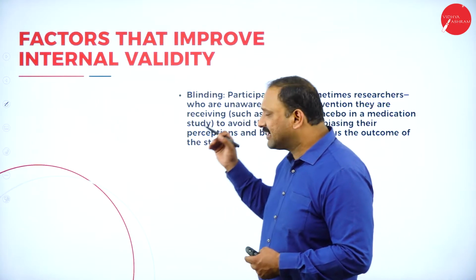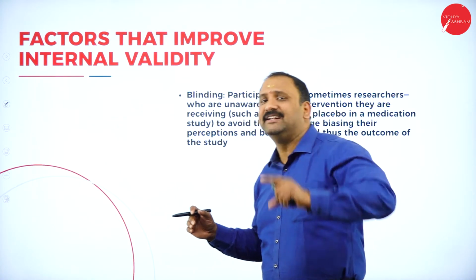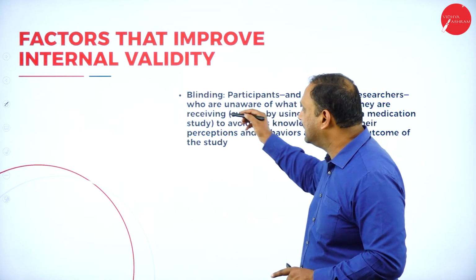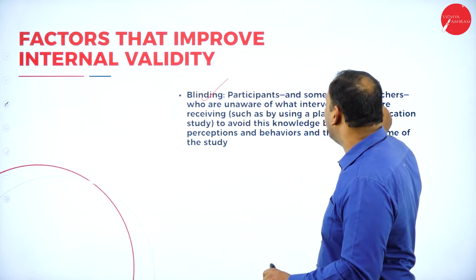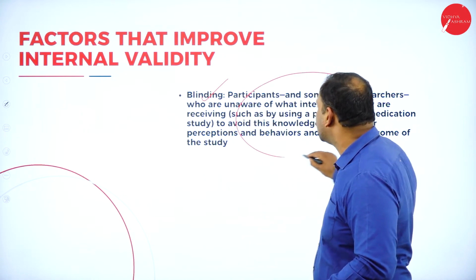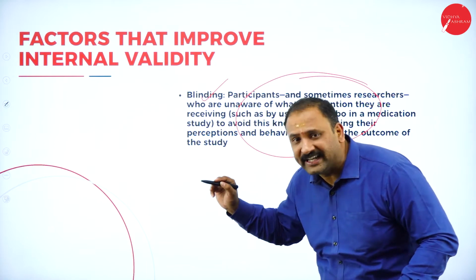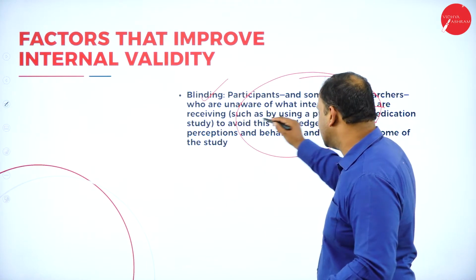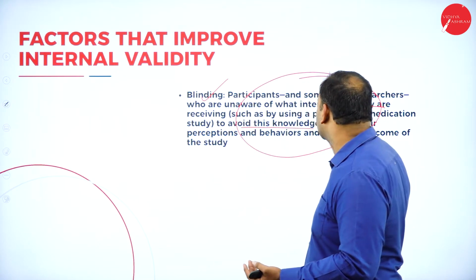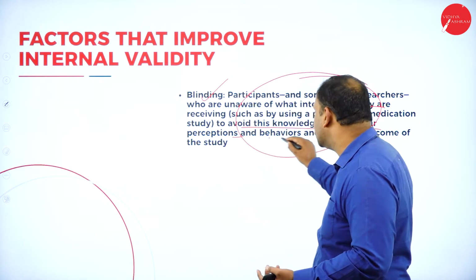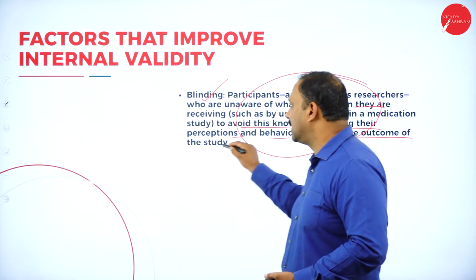The next thing, factors that will improve the internal validity. The first thing is called blinding. Let's understand this word. It's called blinding. Participants and sometimes researchers are unaware of what interventions they are receiving, such as using a placebo in a meditation study to avoid this knowledge biasing perceptions, behaviors, and thus the outcome of the study.